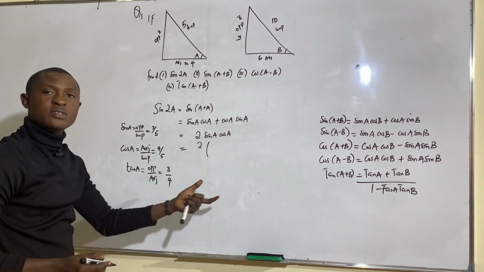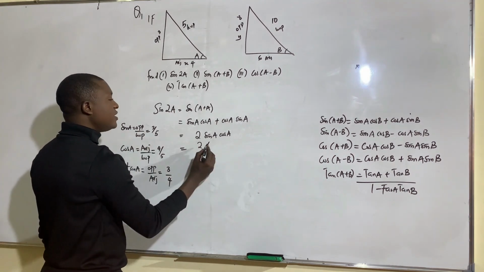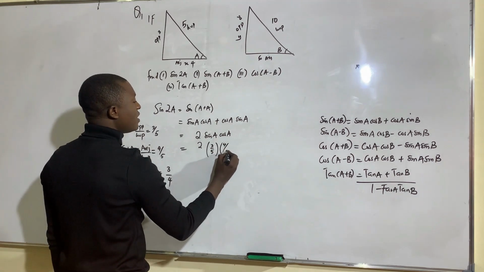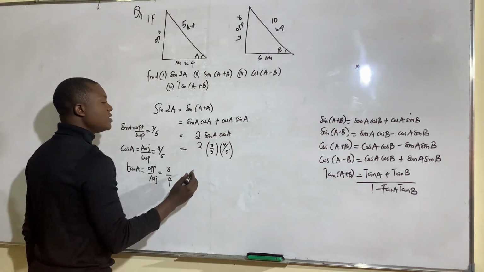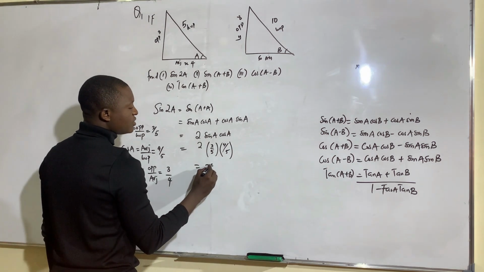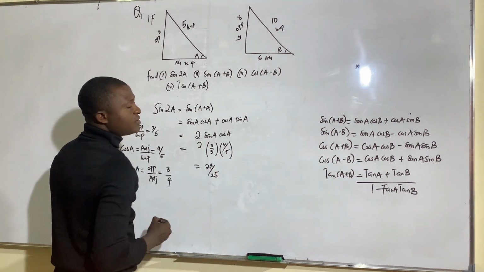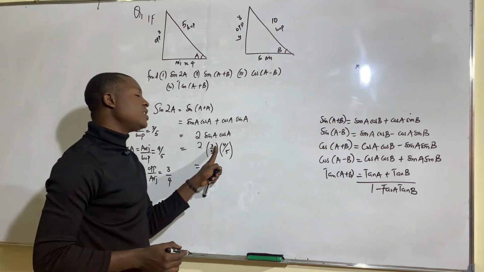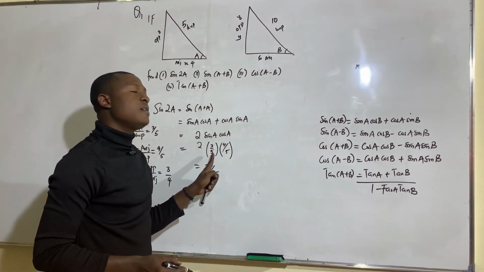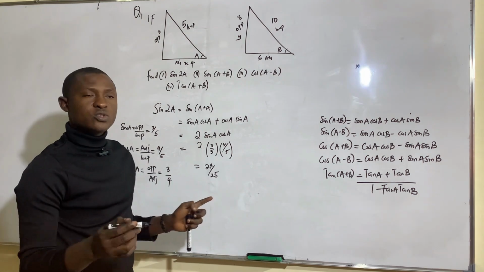So I want to substitute the values now. Sine A is 3 over 5. Cos A is also 4 over 5. You can see it's very simple and straightforward. So 3 times 4, and we have 12. 12 times 2, I will have 24 over 25. Because if I multiply 2 by 3, I will have 6. 6 times 4, I will have 24. Then 5 times 5, I will have 25.